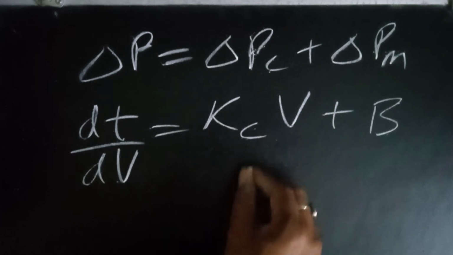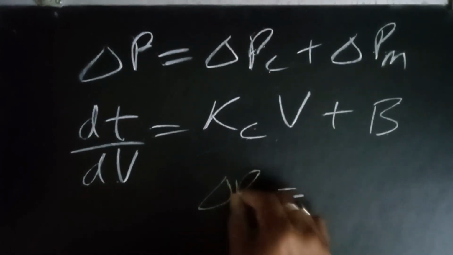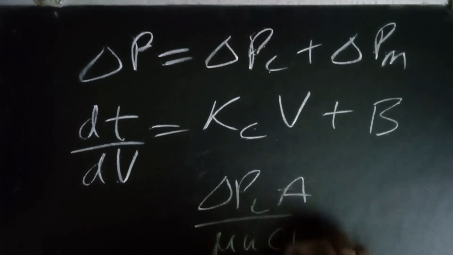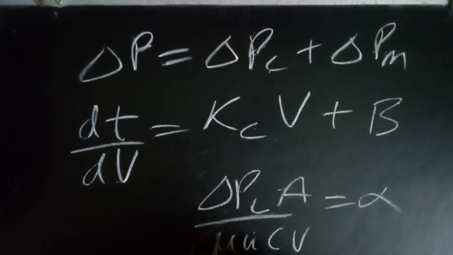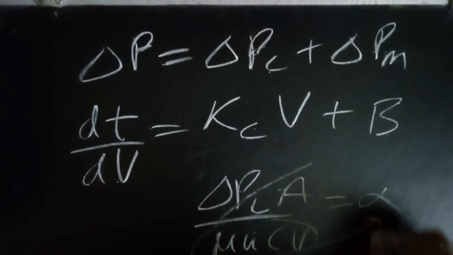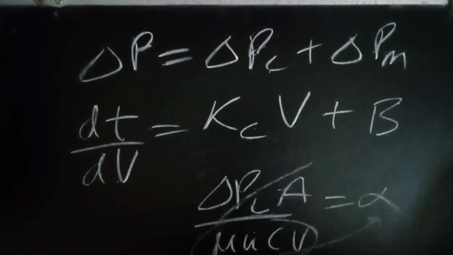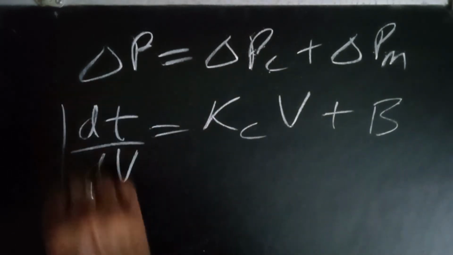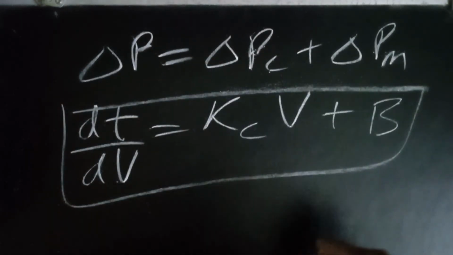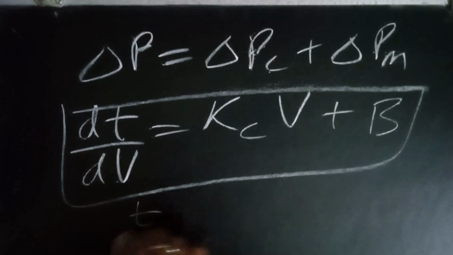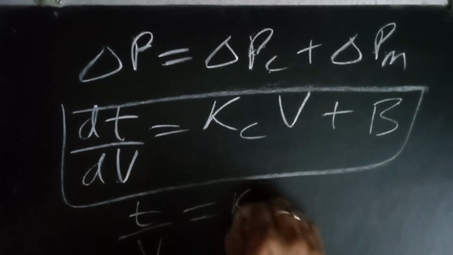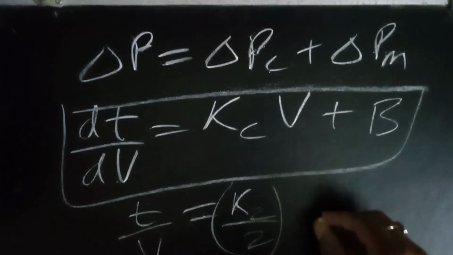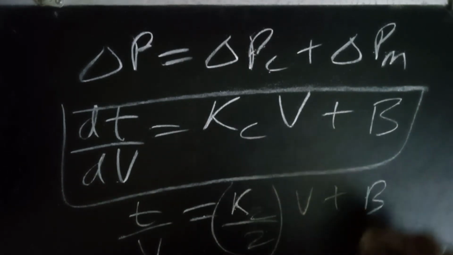Okay, and this Kc and B you can find out by putting in this way. Delta pc is nothing but, we know that delta pc A upon mu u cv is alpha, so putting all these things over there we can find delta pc, and hence we can also find the value of Kc. But this is the major expression, and if we integrate it, we find t upon V equals Kc by 2 into V plus B.